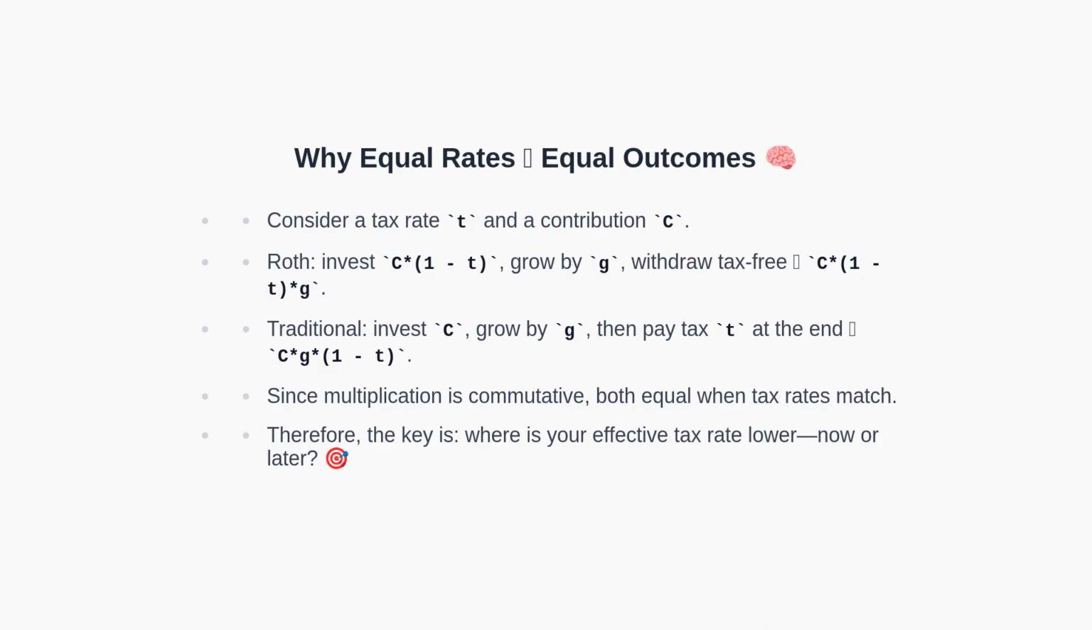Those expressions are identical if the tax rate is the same. This proves that equivalent tax rates yield the same net. Consequently, the decisive factor is where your effective tax rate is lower. Now that you've seen the math, let's move to a decision flowchart to help you apply it.